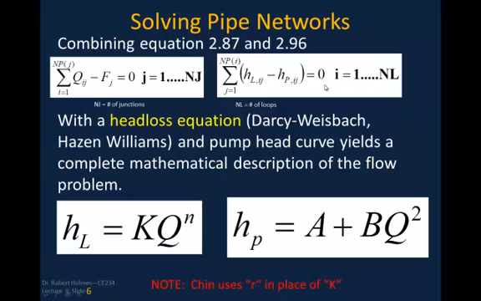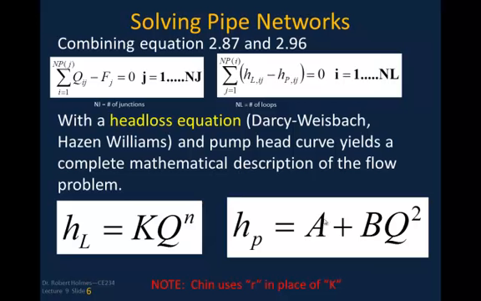If I combine those two conservation laws with a head loss equation, and I've presented here both the Darcy-Weisbach and Hazen and Williams, and we'll show it on subsequent slides, but we're going to concentrate on Darcy-Weisbach. And a pump head curve yields a mathematical description of the flow problem. So the head loss equation, Darcy-Weisbach, is here on the left, and if I've got any pumps, I can represent that by a pump head curve. HP is equal to A plus BQ squared. You've seen that; that's the form of a pump capacity curve.